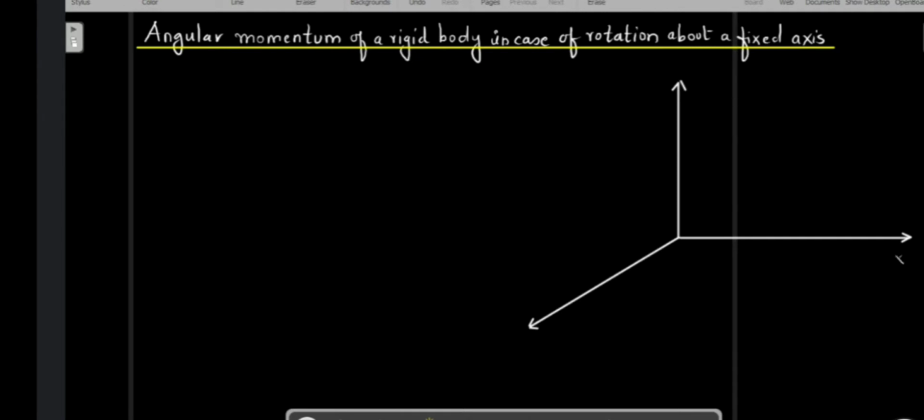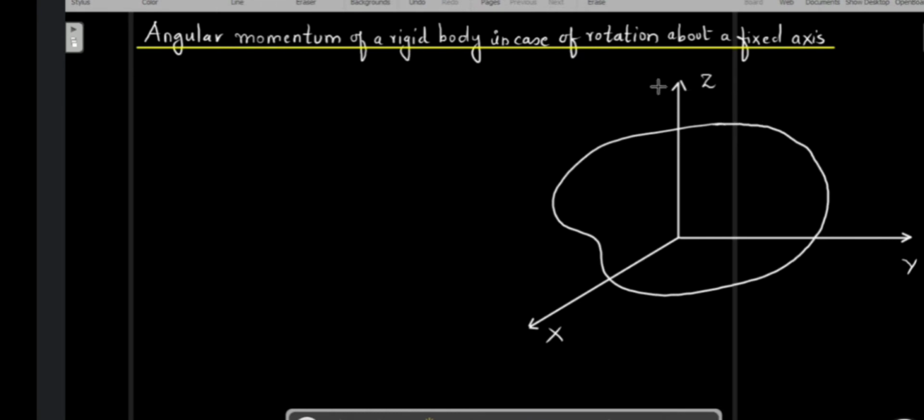So this is my x-axis, this is my y-axis. Let's take this as x-axis, this is y-axis, and this is z-axis, and this is my rigid body, which is rotating about this axis, let us say in this particular manner, with a certain angular velocity. Let us say that the mass of this rigid body is m, and it is moving with an angular velocity of omega. And this angular velocity is along the z-axis.